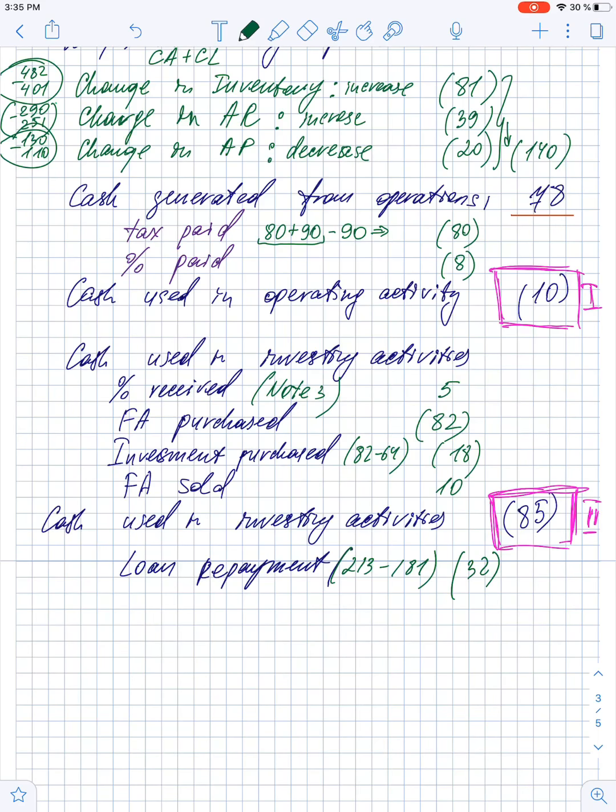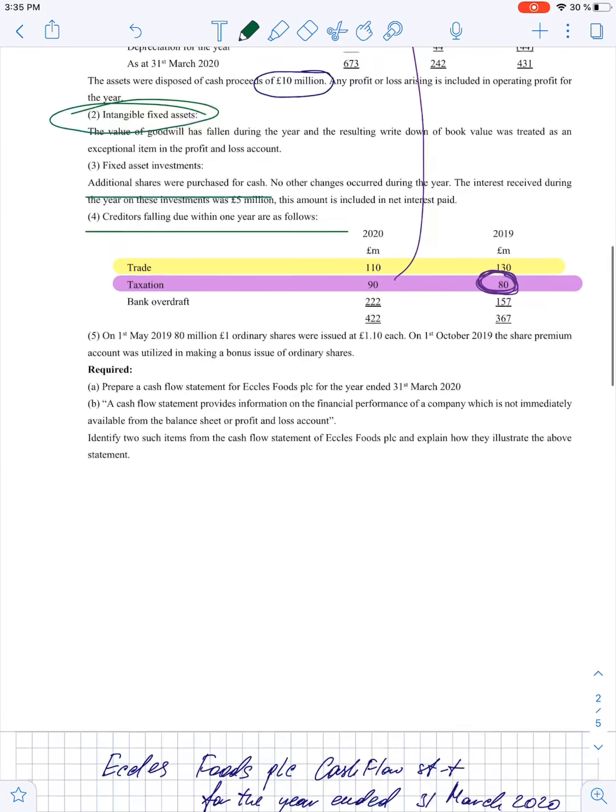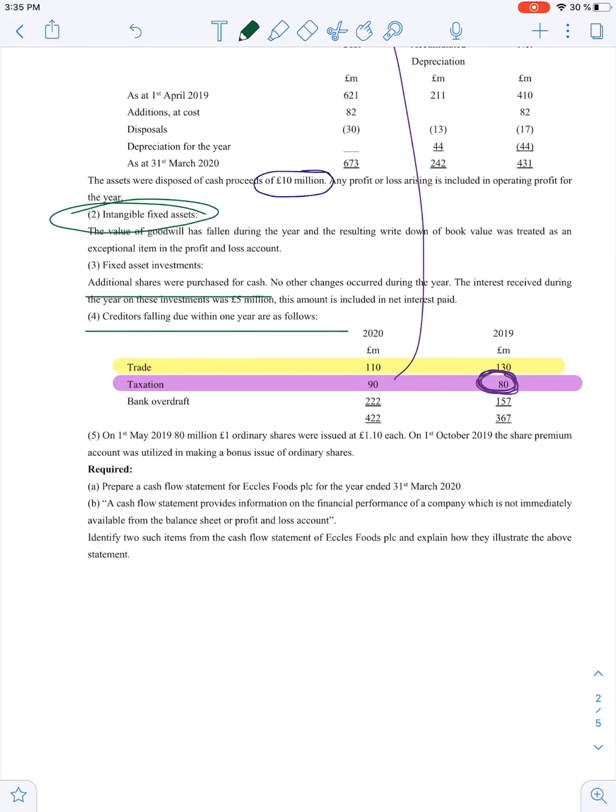Then we have to look at the share capital and note 5. Here in note 5 we are told that 80 million £1 shares were issued with premium. So what was the total amount of cash raised? We have to multiply 80 million shares by 1.1. 88 would be the total amount of cash raised.